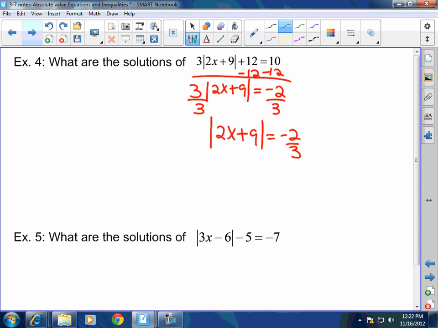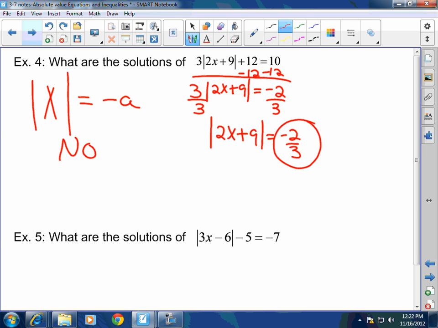Does anyone see a problem with this? No, what do you mean, why would I add the 12? I had to subtract the 12 to get the absolute value alone. No, that's not at all the problem here. Thank you. Guys, can the absolute value of distance ever equal a negative number? No. So whenever you see that an absolute value, when it's by itself, after you've solved it all, equals a negative, stop working immediately. No solution.